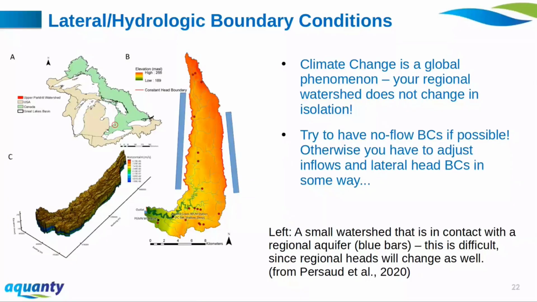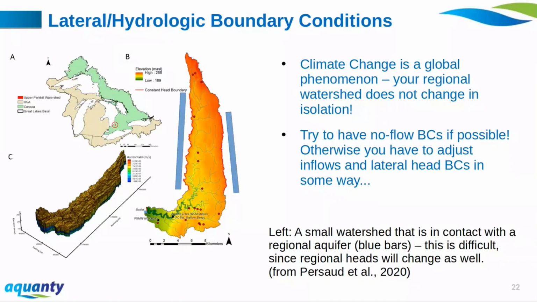The best way to go about this is to have no flow boundary conditions, right? If you can construct your domain in a way that you have no flow boundary conditions, you're basically good. You don't need to worry too much about this, and I encourage you to do that. If you have stream inflow or even an aquifer that's connected to your domain, this can be a very big problem because your watershed does not change in isolation. In a climate change scenario, the hydrology in the surrounding regions will change.